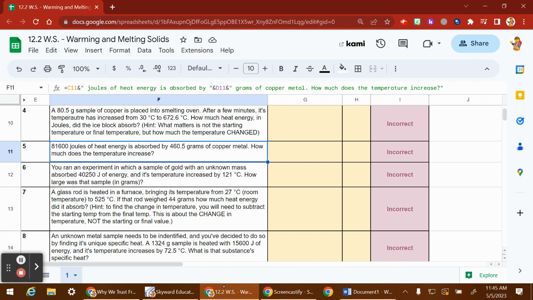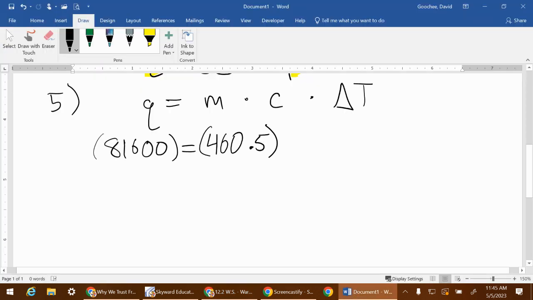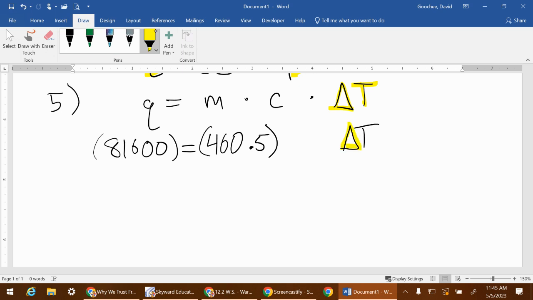Let's see what else we can pull from this problem. How much does the temperature increase? So they want to know how much the temperature changes when it absorbs that energy. That is delta T. So we are trying to solve for the change in temperature. That means the last thing we need is the specific heat.